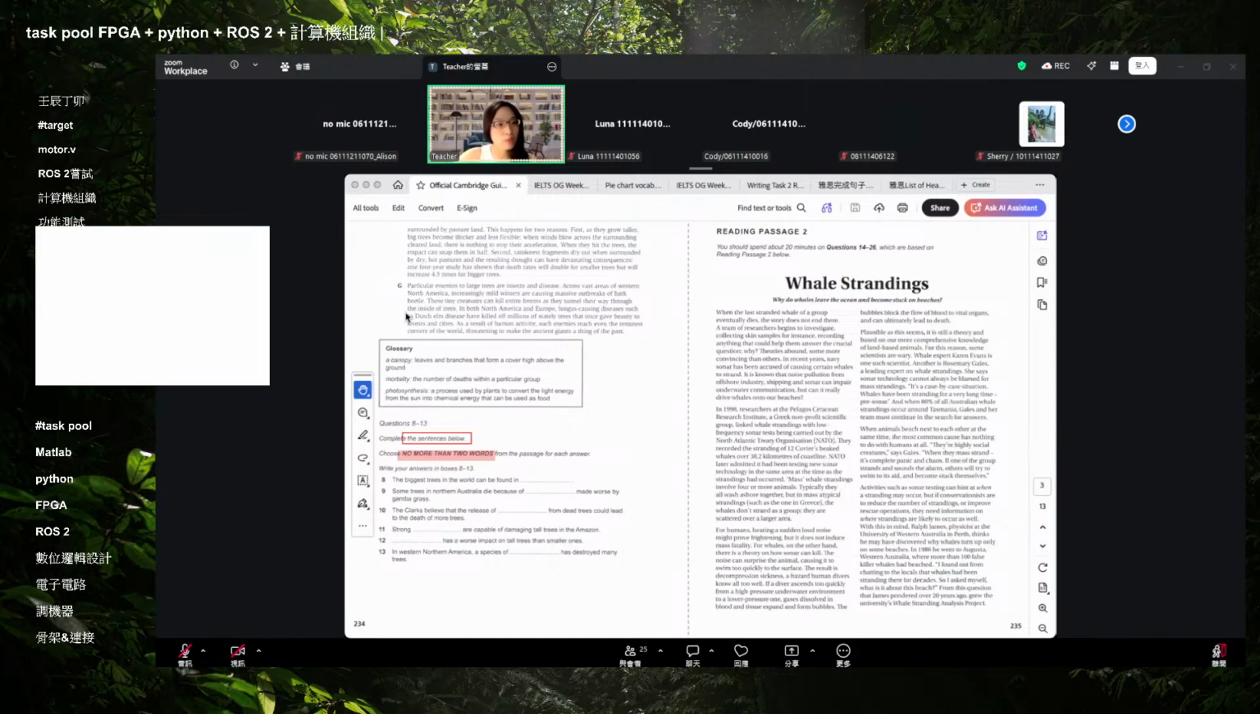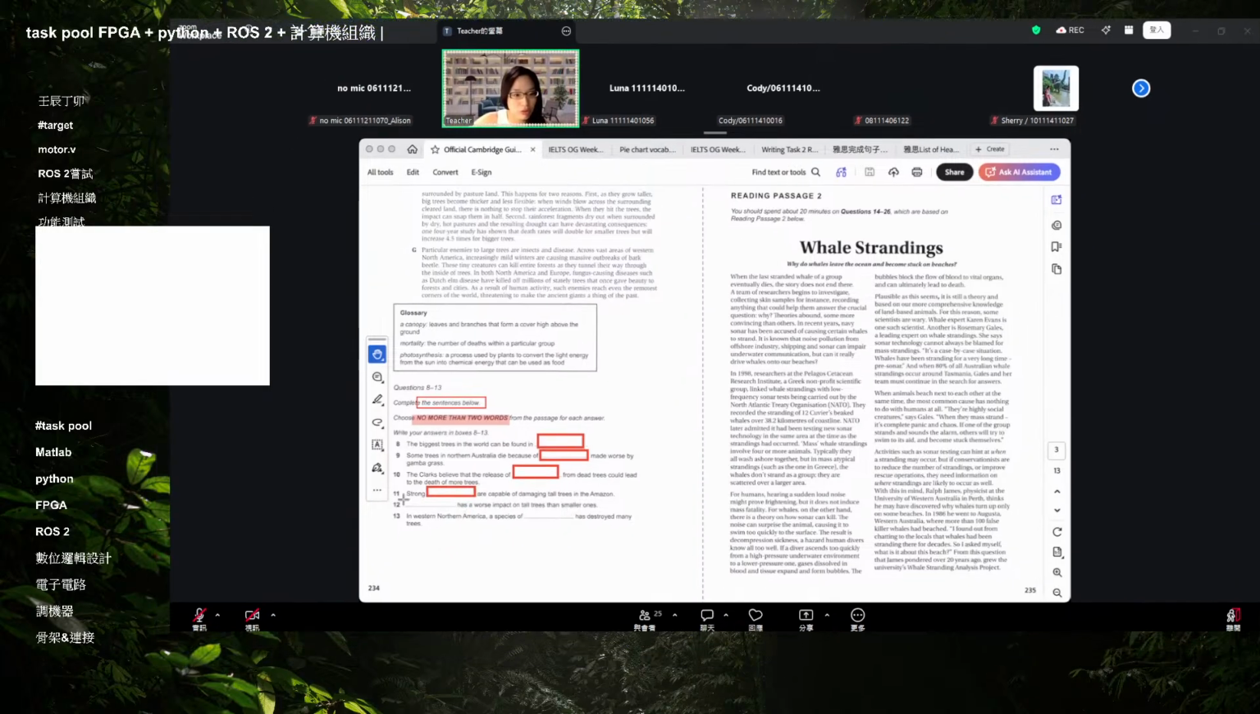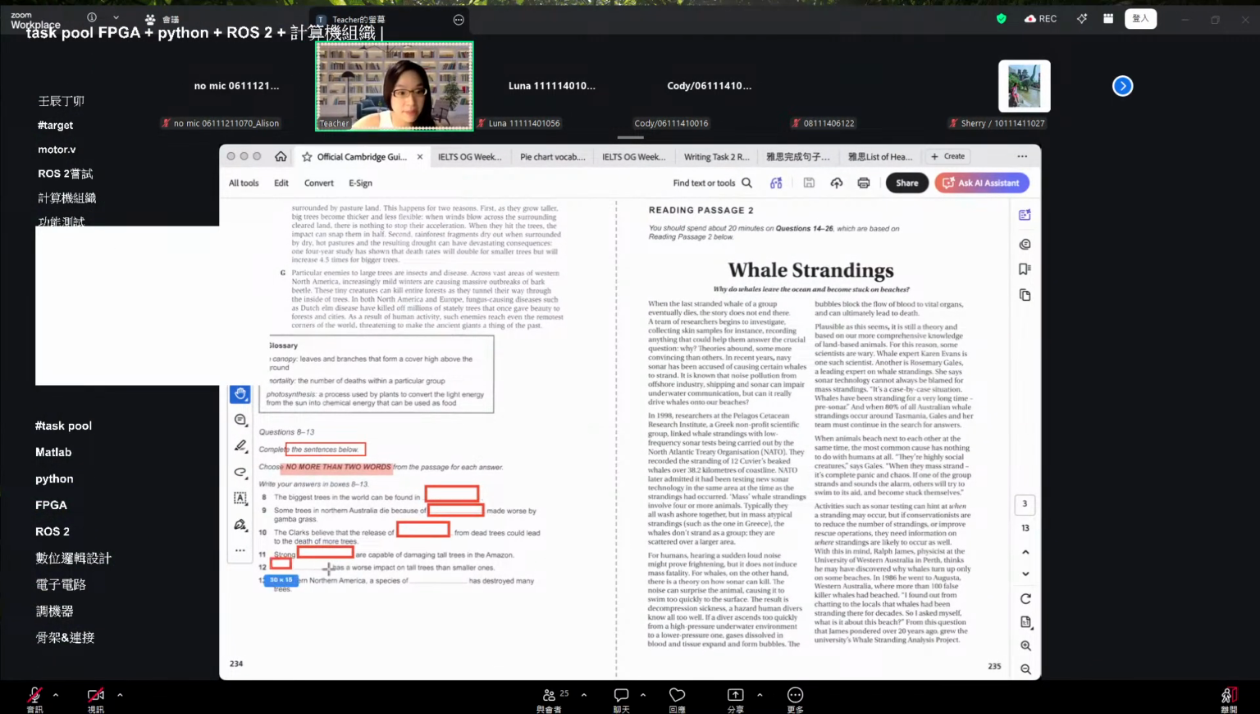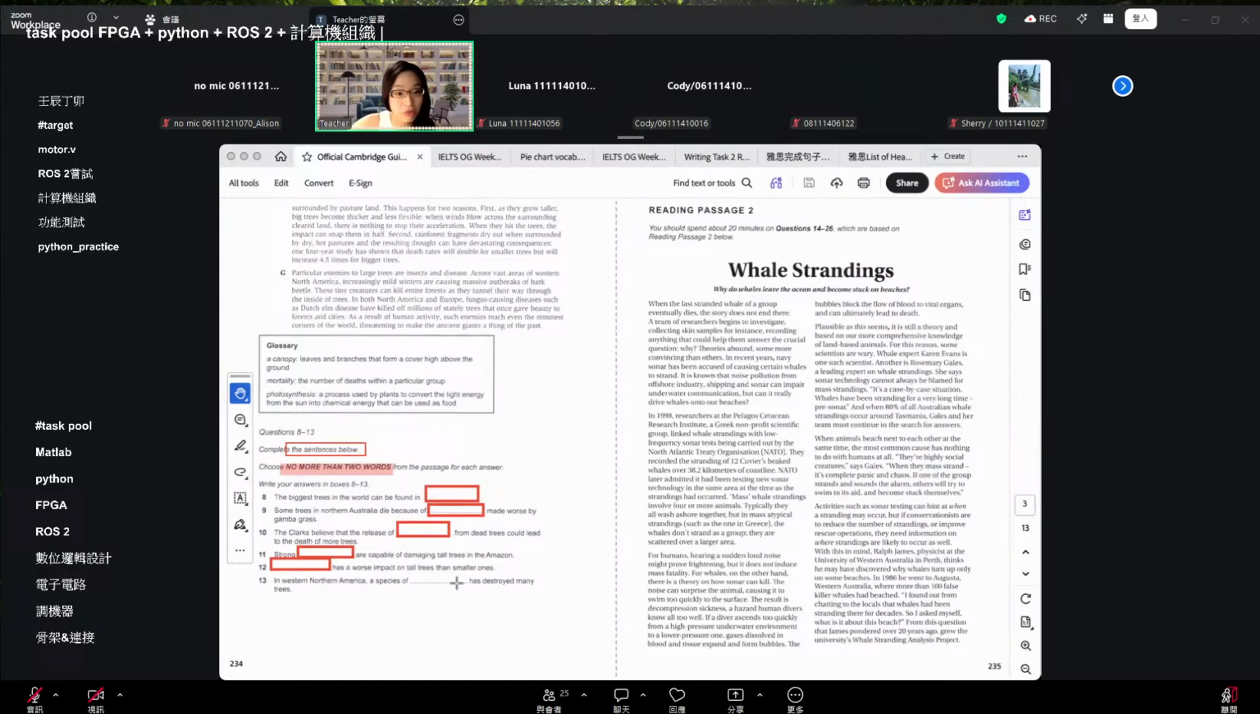Okay, so like the one we have over here, we've got this one, found in something, missing because of something missing, the release of something from dead trees. Strong, for question 11, strong something are capable of damaging tall trees. Number 12 is right from the beginning. It says something has a worse impact. Whereas number 13 talks about in West North America, a species of something.